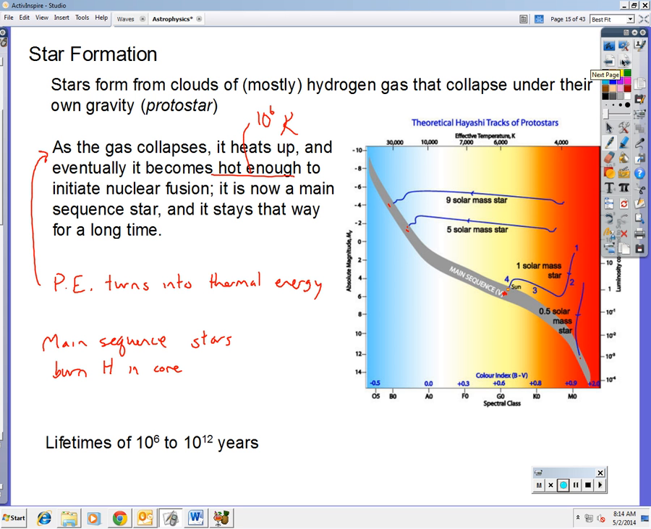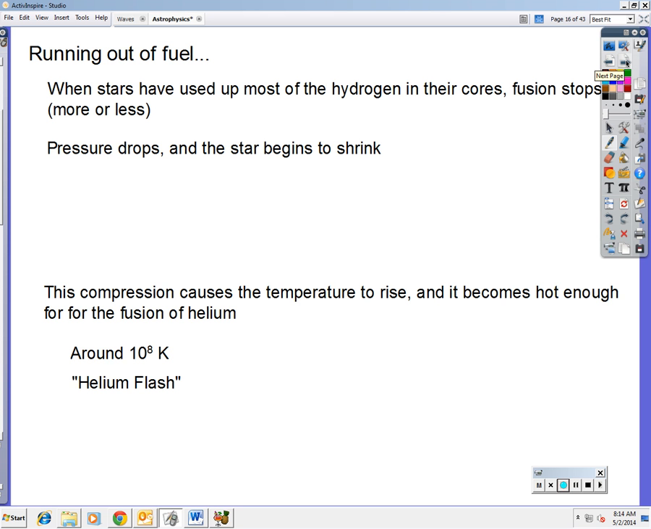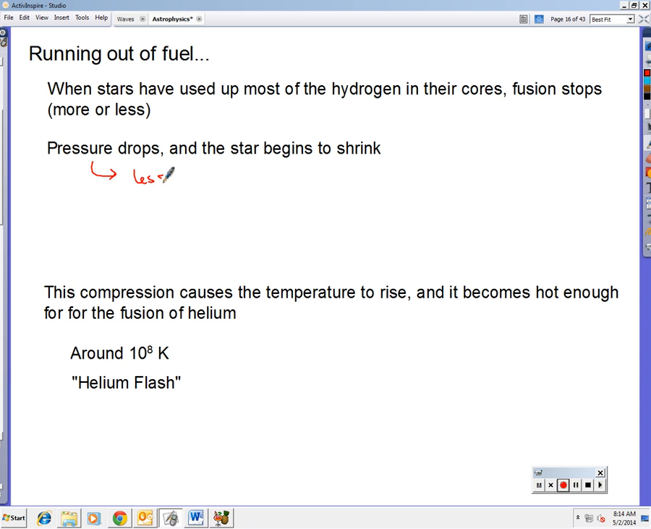Main sequence stars are interesting, but not as interesting as what happens when the main sequence star runs out of fuel. Once the core has turned mostly into helium, there's not enough hydrogen there to maintain fusion, and fusion basically stops in the core. The pressure drops because there's no energy being produced in the center, so there's less radiation.